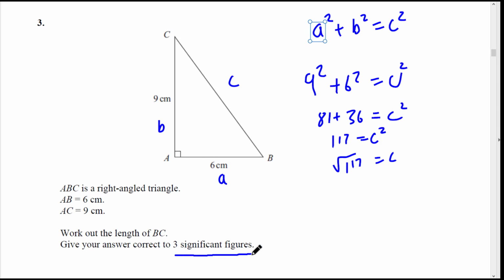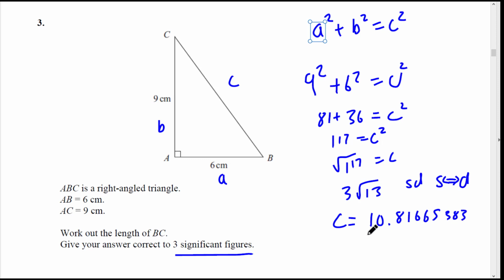Now it's important to do 3 significant figures because they've asked you. Now as a surd, your calculator will give you that. Press the SD button, which looks like this on your calculator, and then you will get C equals 10.81665383, but if you're good at rounding, that's the third significant figure, the 8, and you look next door, it's not 5 or more, so C equals 10.8.